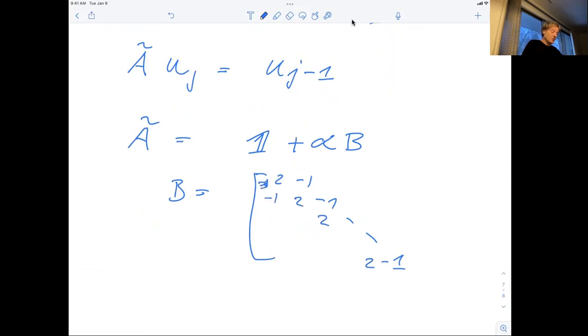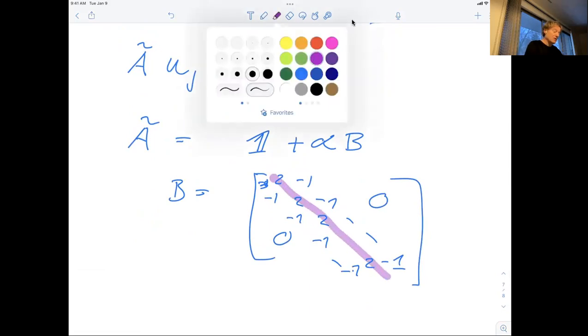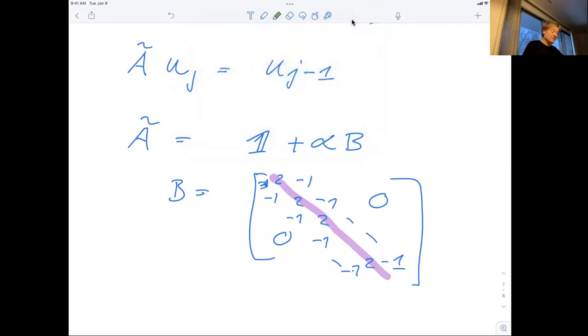Sorry, minus 1, minus 1, minus 1, and minus 1 here. So we have a diagonal which contains 2's, and then we have the non-diagonal which just contains minus 1's here. So it's the same, the matrix B is exactly the same. Now, this is a matrix.